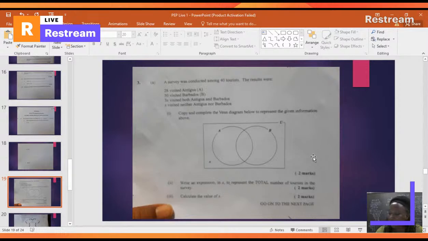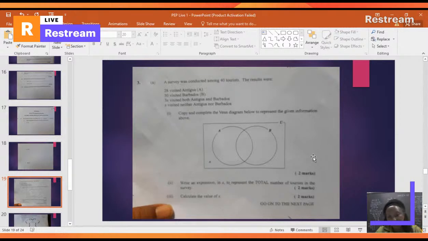And since it's 40 tourists in all, 58 minus 2x would give 40. So to solve this algebraic equation, 58 minus 40 would give 2x. So that's 18, which would give 2x. So 18 divided by 2 is x. So x is 9. The value of x is 9.